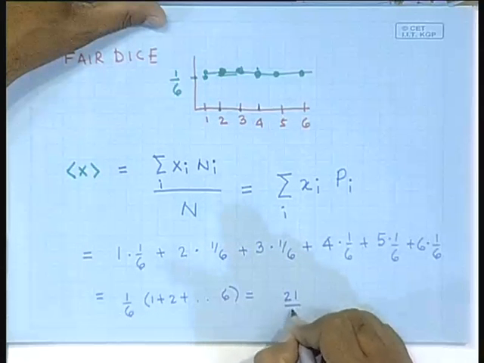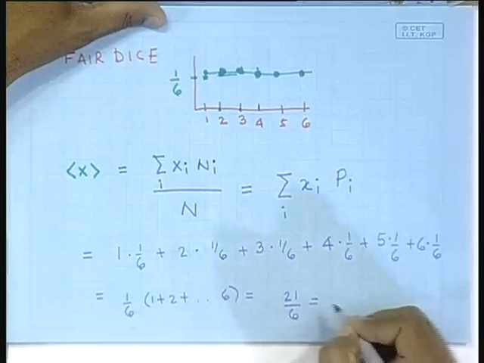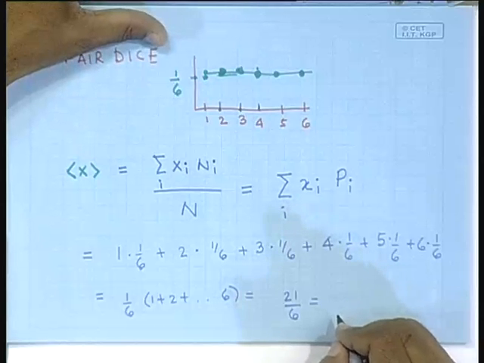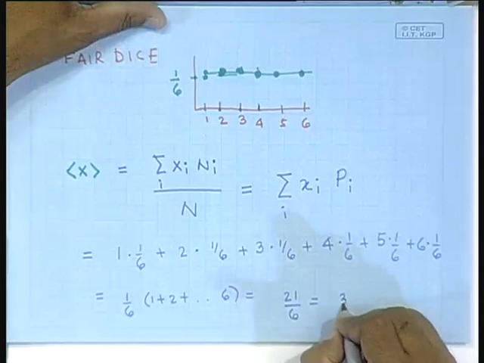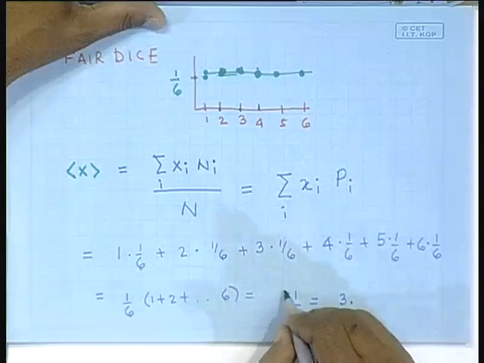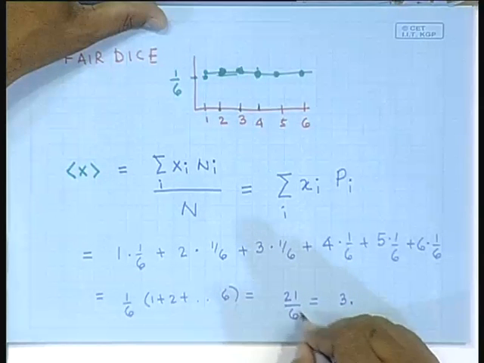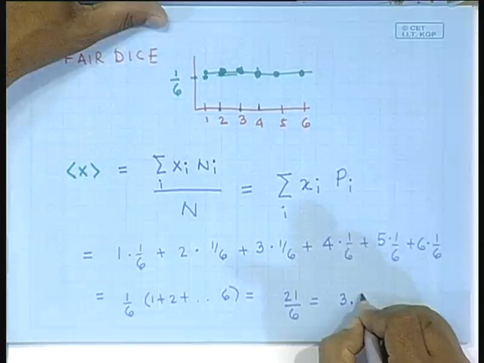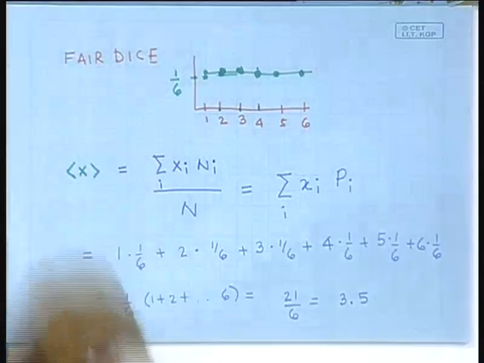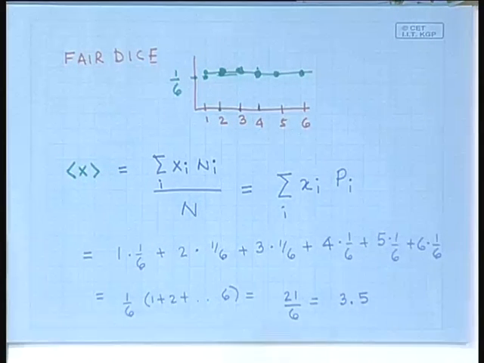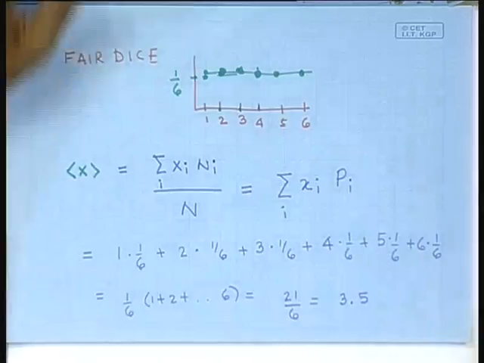So, this is 21 divided by 6, which is 3 point. You can divide this by 3, you will get 7, divide this by 2, you will get 3, you will get 2. So, it is 7 by 2, which is 3.5. So, the average, the expected value, the expectation value or the average value is 3.5.